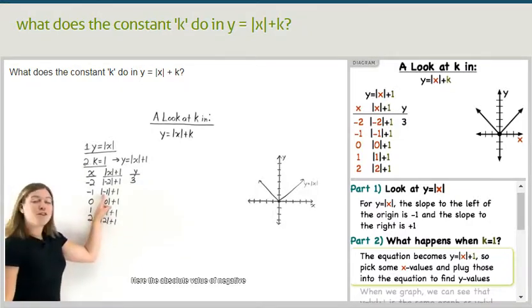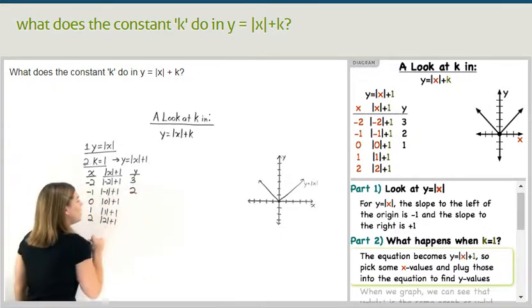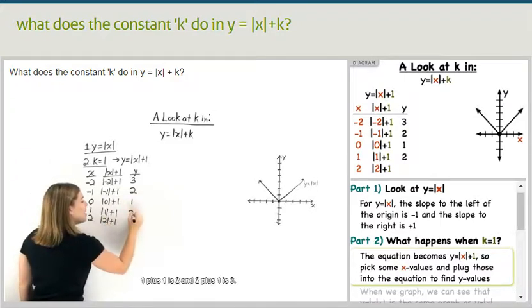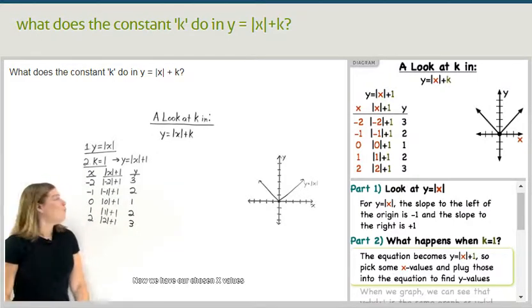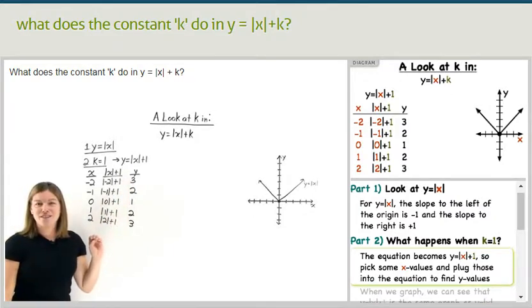Here, the absolute value of -1 is 1. So we're taking 1 plus 1. We would get 2. Here, 0 plus 1 is 1. 1 plus 1 is 2. And 2 plus 1 is 3. Great. Now we have our chosen x values and their corresponding y values.